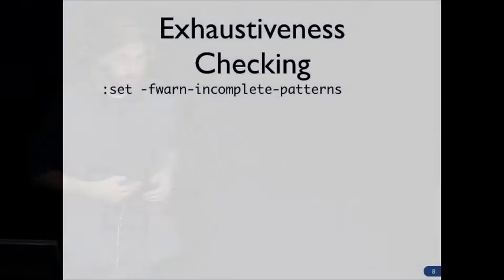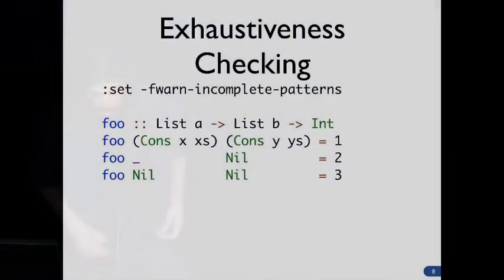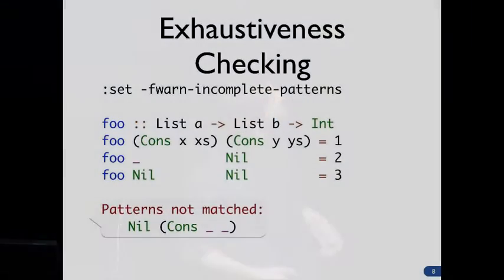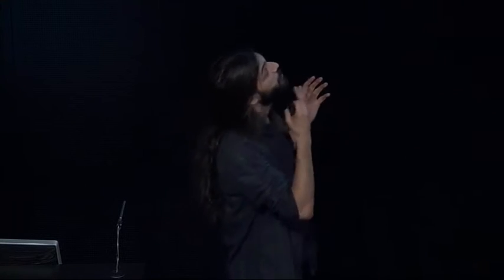Fortunately, we can be warned about such cases by enabling this flag in GHC. If we type in the definition again, we get a warning of this form, which simply says that any possible value combination that is an instance of these two patterns will not be matched by our function foo and will give us back a runtime error.